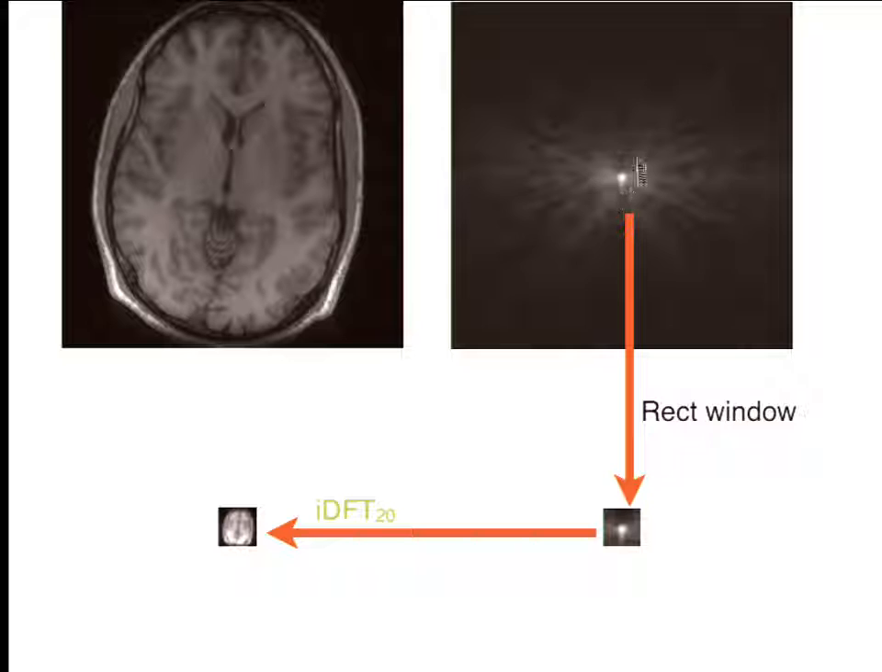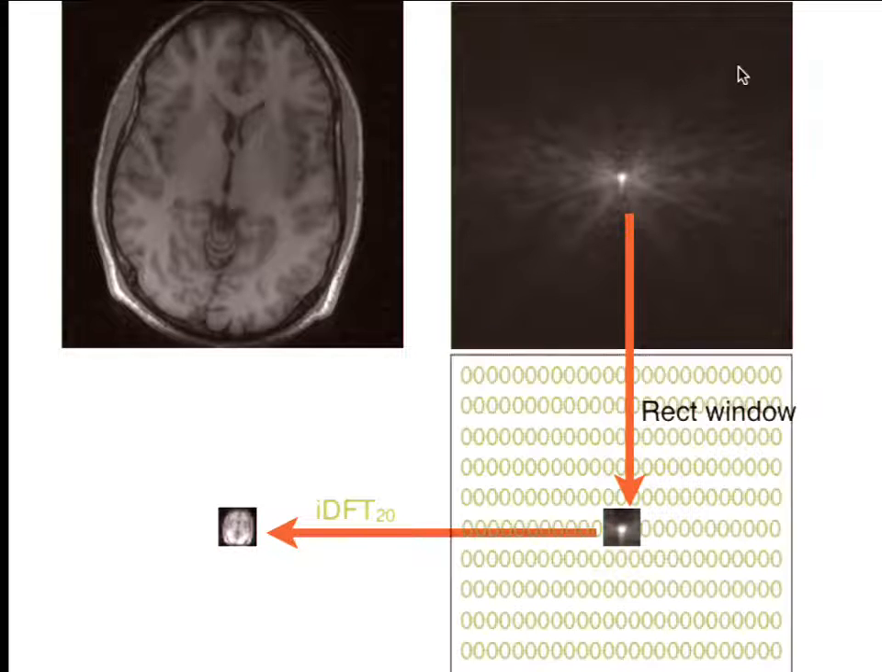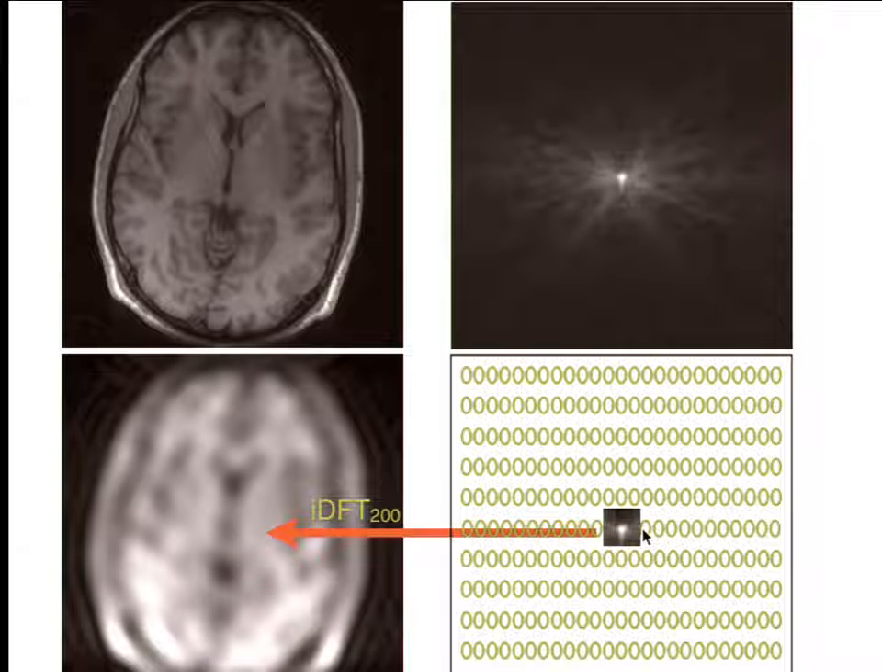What I'm going to do is crop a rectangular window from the low frequencies and reconstruct it using a DFT. I get this tiny image. This is a DFT of 20. Now I'm going to take this and zero pad. Just add zeros, to the same size as this. So I cropped it, I added zeros, and I compute now the DFT of 200. So with zero padding, this is what I get.